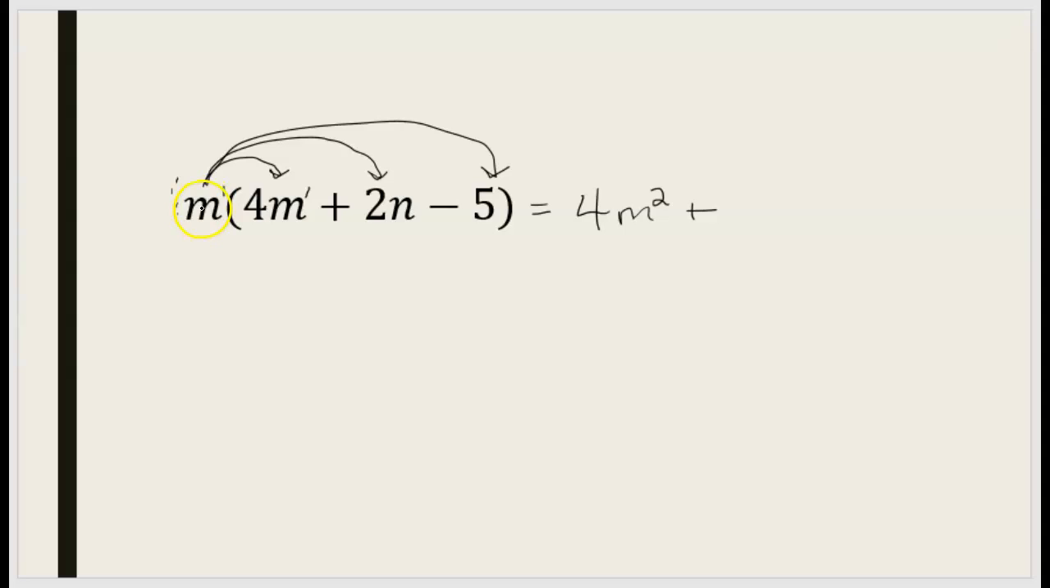And now I have to take m times 2n, remembering that this is a phantom 1 as a coefficient on our monomial. So 1 times 2 is 2, and m times n is simply mn. So we have all of those things strung together through multiplication, our 2, our m, and our n. Now I need to write down my minus sign, and now I need to multiply my m times my 5. And that's pretty straightforward, just a 5m. Okay? And there you go.